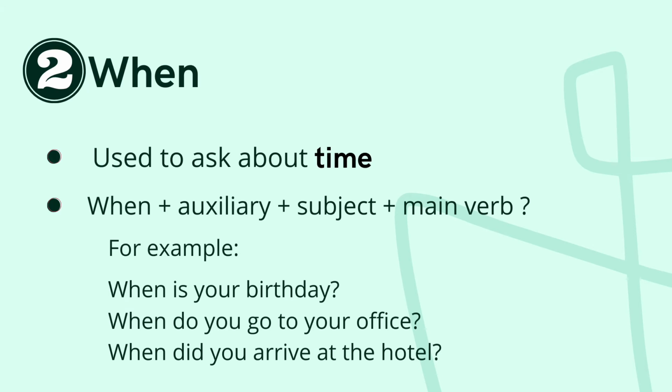The next word is when. We use when we want to ask about time. The common form of this question is like when plus auxiliary plus subject plus main verb. For an example, when is your birthday? When do you go to your office? When do you arrive at the hotel?